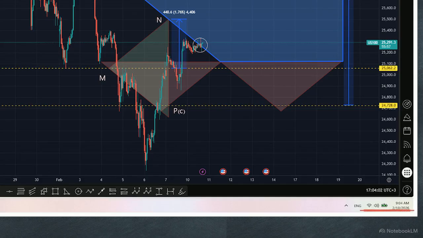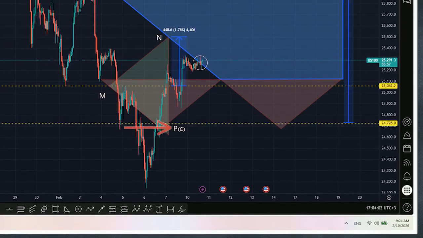Moving the timeline forward to February 10, 2026, this chart shows the cycle progression into Phase 2. Initial price action declined to $24,138, successfully triggering the secondary position at coordinate PC.